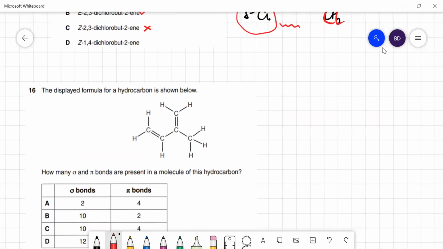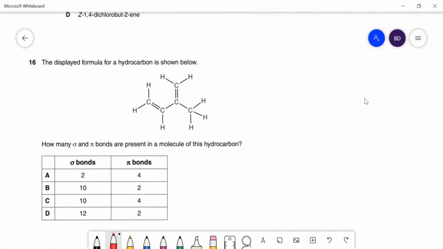Right, displayed formula for hydrocarbon shown below. What's the correct number of pi and sigma bonds? Well, the pi bond bit is easy. There's only 2 of them. That's where the double bonds are. There's one there and one there. So you've got 2 pi bonds, so it could be either B or D.